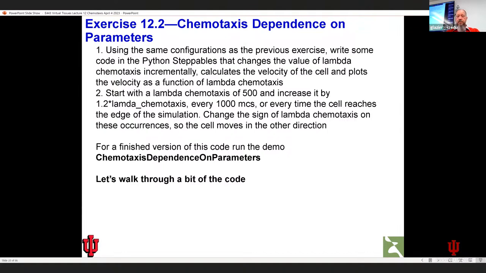If you increase the contact energy of the cell with the medium, that also will probably make the cell slow down. Effectively, the medium is resisting the cell's movement a little bit more. But the volume is tricky. The volume may, depending on how things are set, make no difference. It may increase the velocity or decrease.